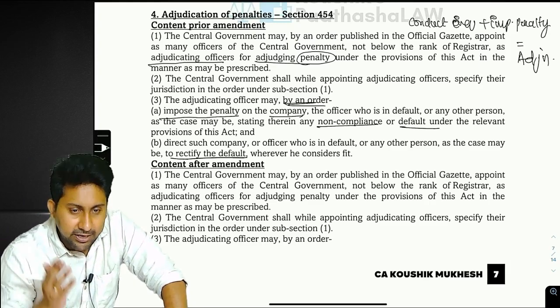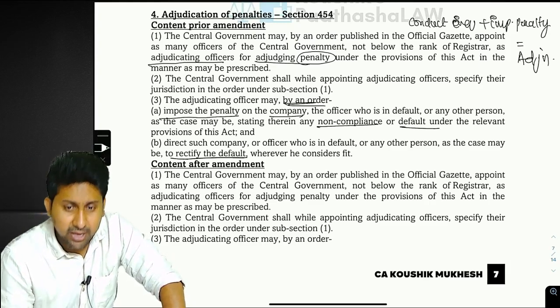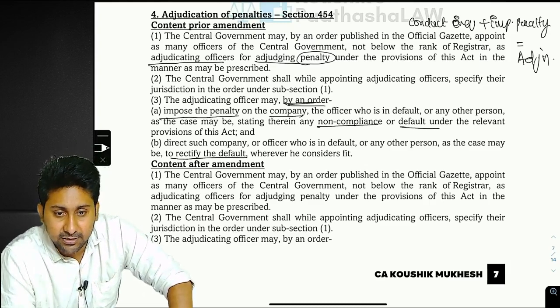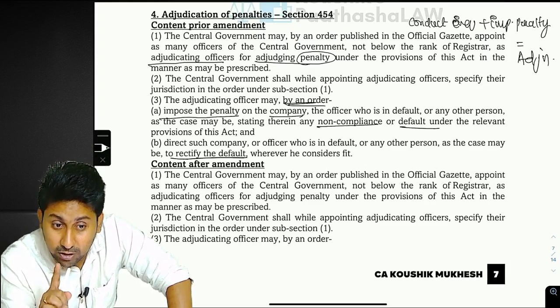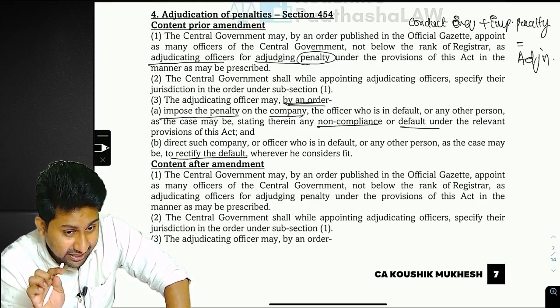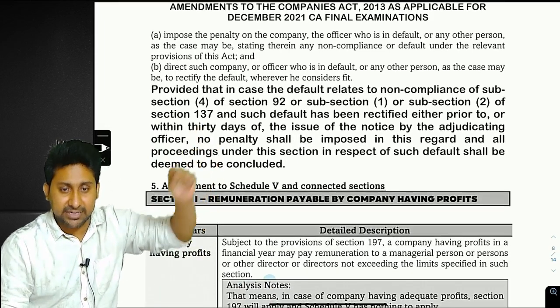Okay, Section 92 annual return you didn't file, Section 137 financial statements you didn't file. In such a case, if you can rectify the default by filing within 30 days, no penalty will be imposed. And remember carefully, that is only for 92 and 137, not for all other provisions. This rectification, no penalty, is applicable only for 92 and 137.